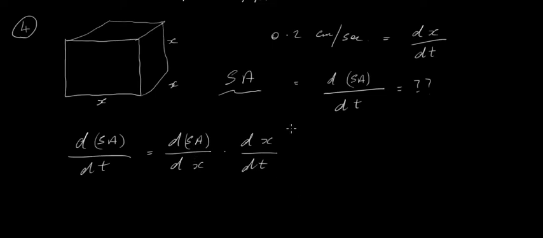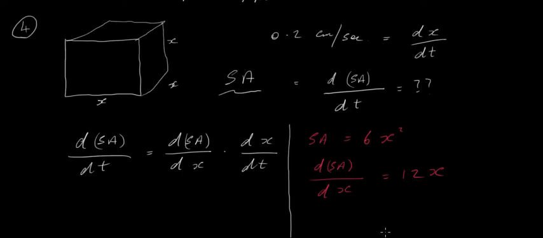So we want to work out an equation with surface area and x. Well, what is the surface area? Let's have a look at that. The surface area of a cube: the area of one of the squares is just x times x, or x squared. There are 6 surfaces, all exactly the same, so it's 6 times x squared. If we differentiate the surface area with respect to x, dSA/dx, we get 12x. So now we know this. We know dx/dt already, we were given that in the question. So now we can work this one out.